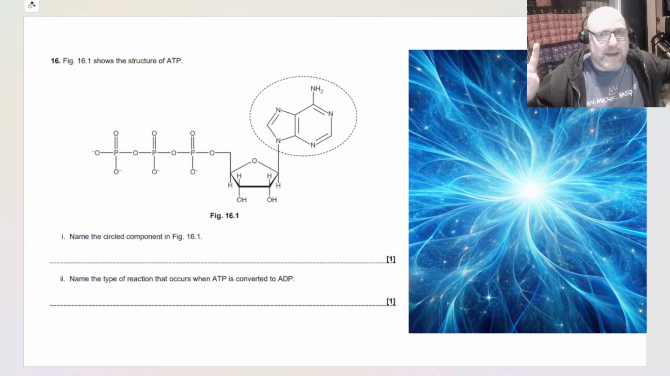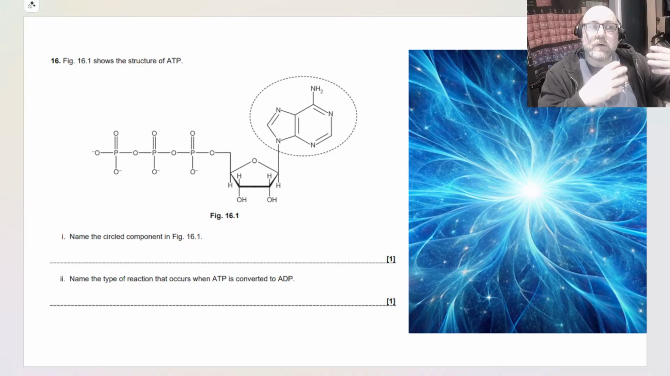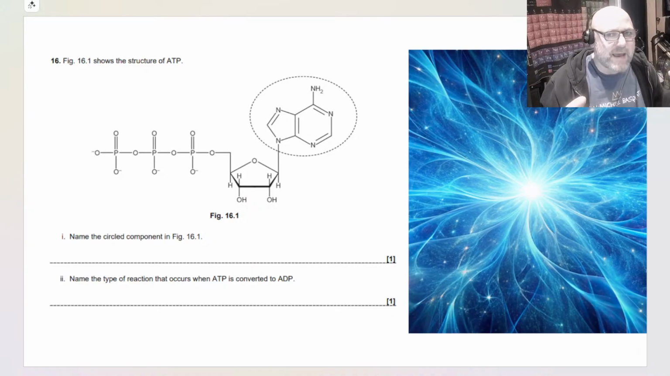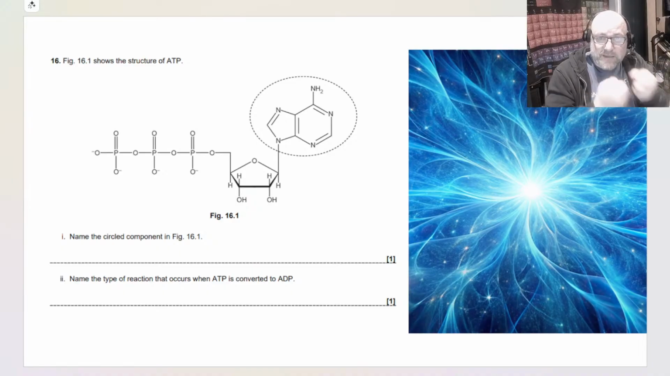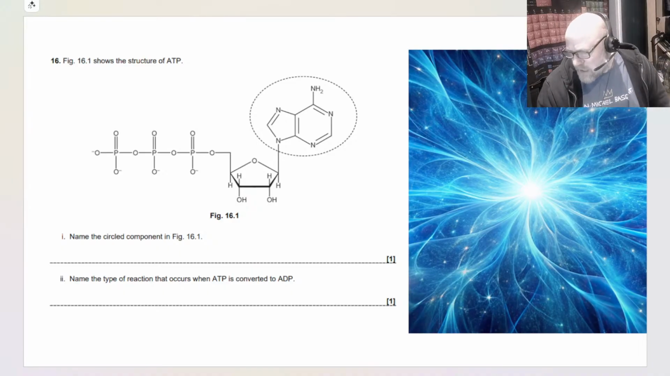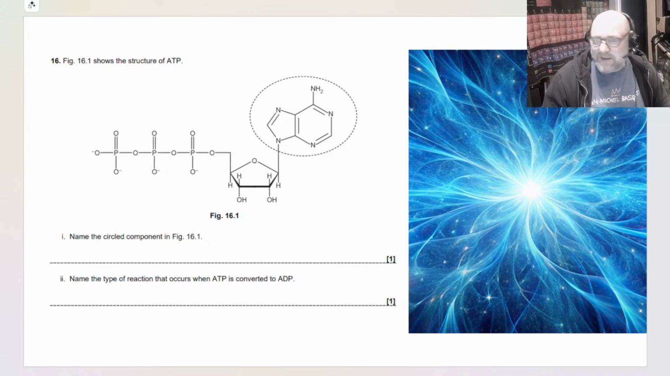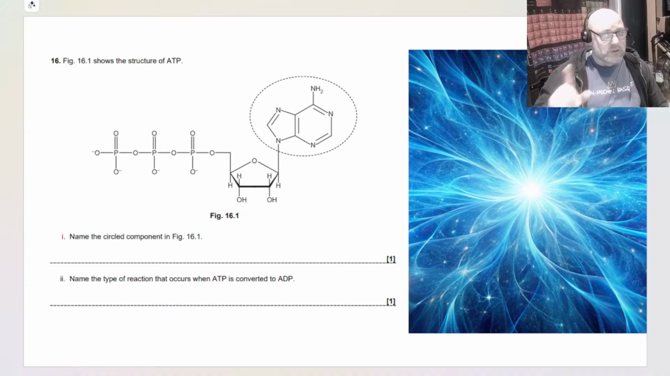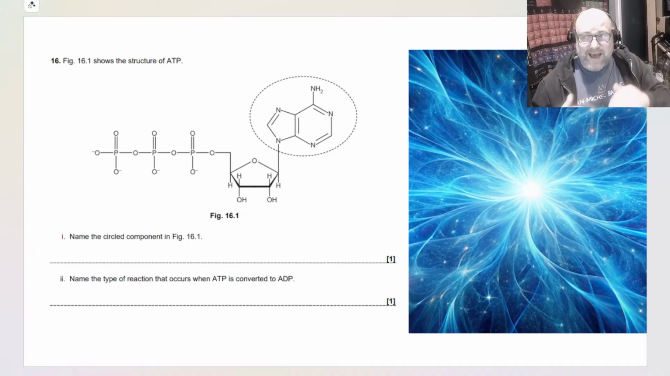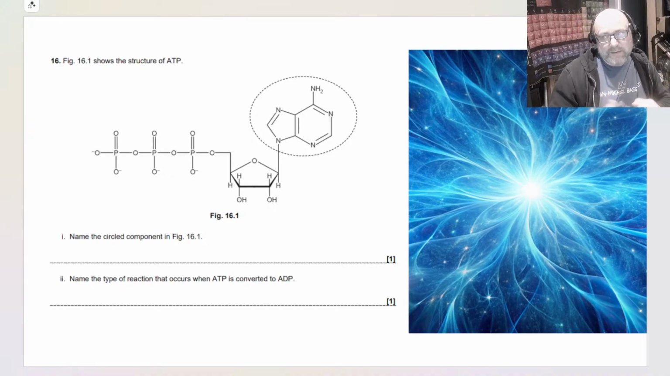Unlike when you talk about respiration, you're never allowed at GCSE to say respiration makes energy. We can say respiration makes ATP because it's a physical thing that gets made during respiration. So, good correction there, Matilde. It's not adenosine, it's adenine. If you said adenosine, you wouldn't get the mark. So the name of the circled component in figure 16.1 is adenine. I know we call it adenosine triphosphate, but there we go.